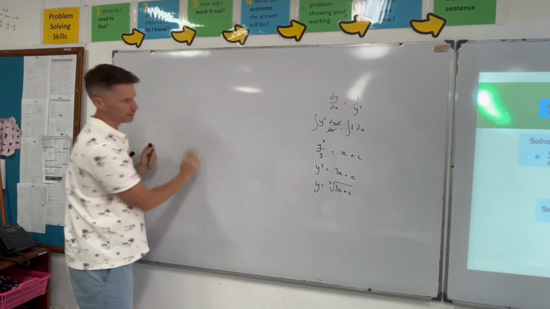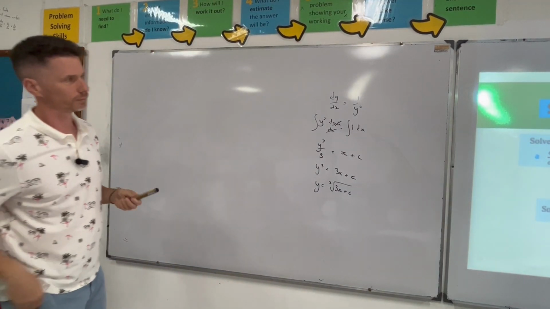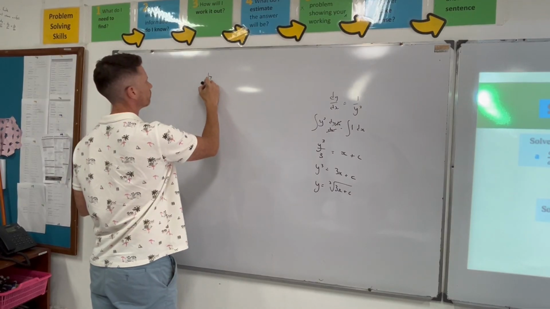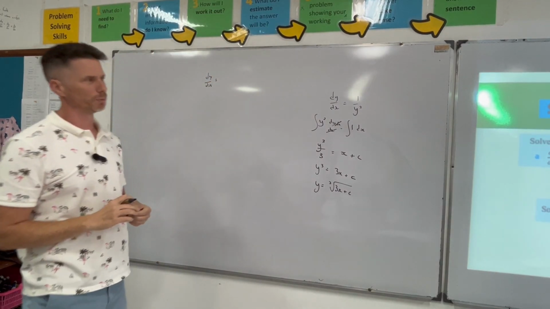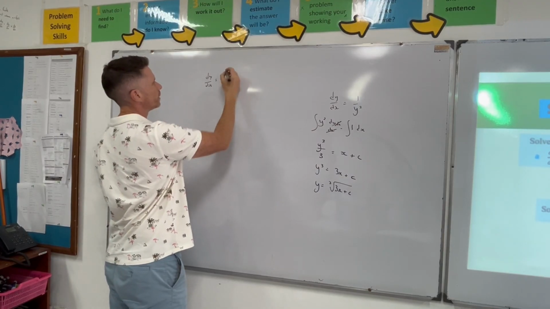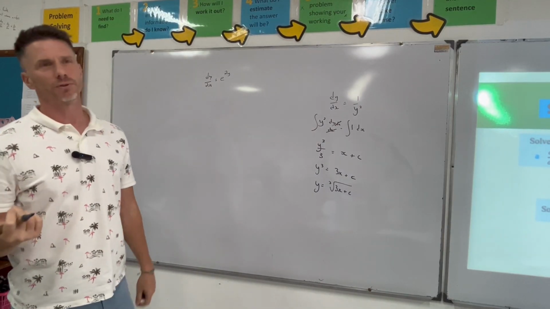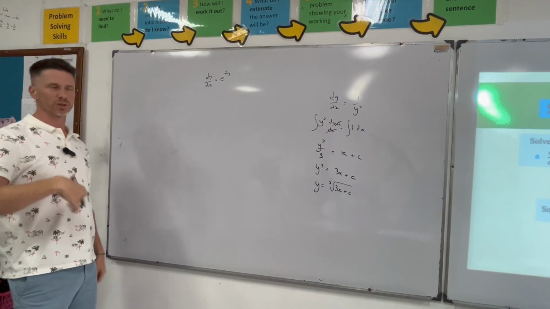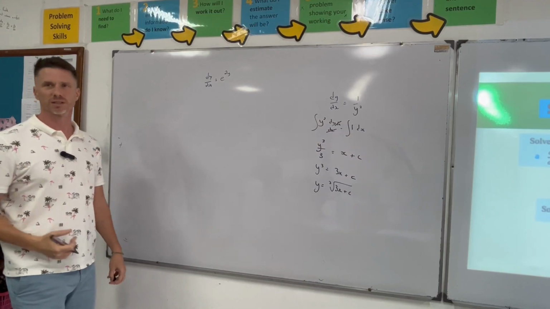Wait, if in the IB exams I wrote 3x plus 3c, would my marker be mad? No, you wouldn't be mad. No, because you're just making it a bit more complicated for yourself. Because when you're not looking for the general solution, you got 3c instead of c. But you should get the same answer.